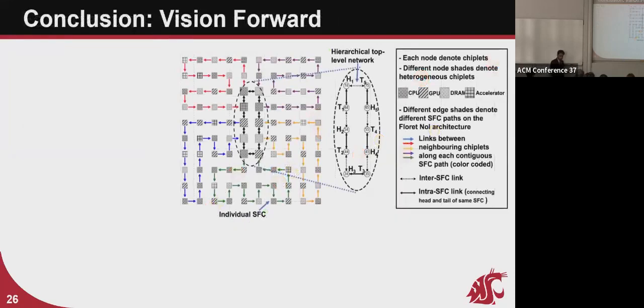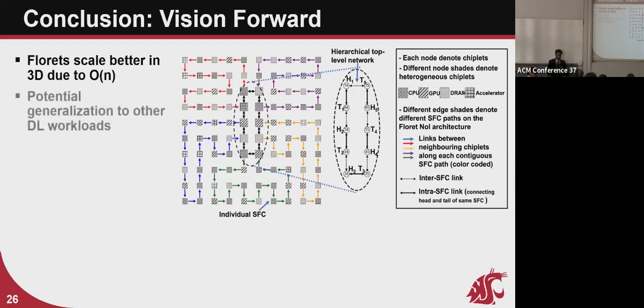So in conclusion, looking forward, right now we just considered homogeneous chiplets. We could have individual SFCs with this similar hierarchical top-level architecture, where we have different types of CPU, GPU, DRAM, and accelerators.